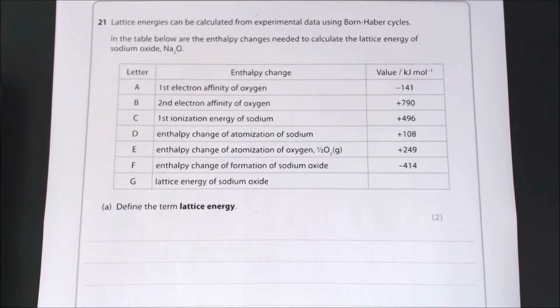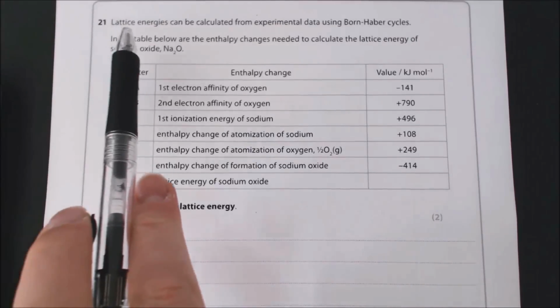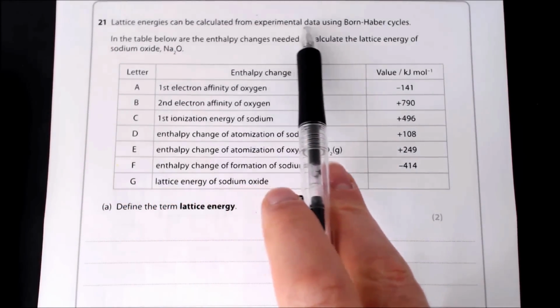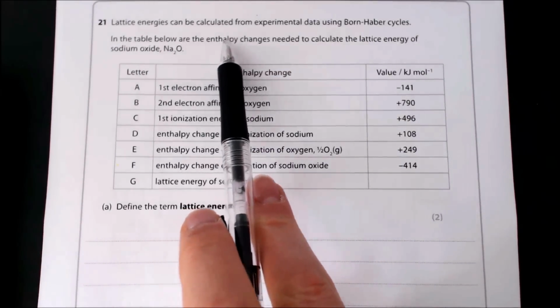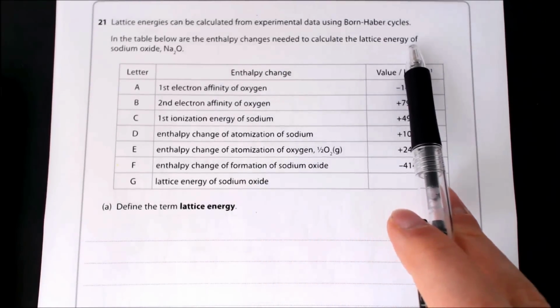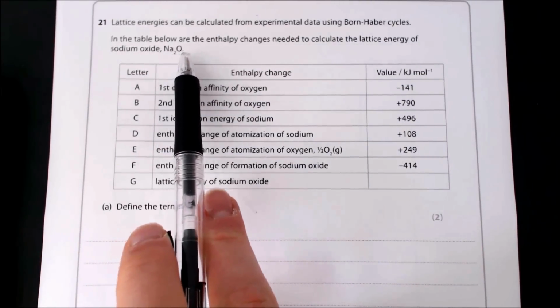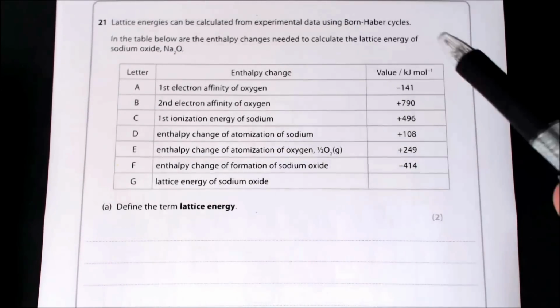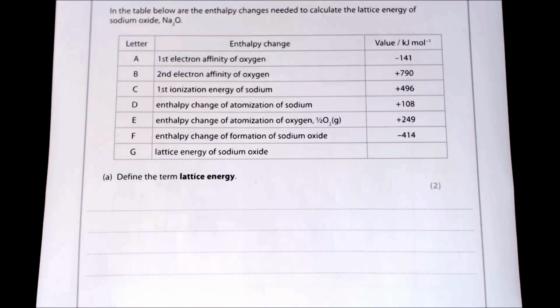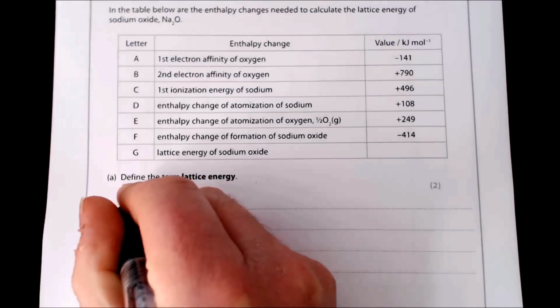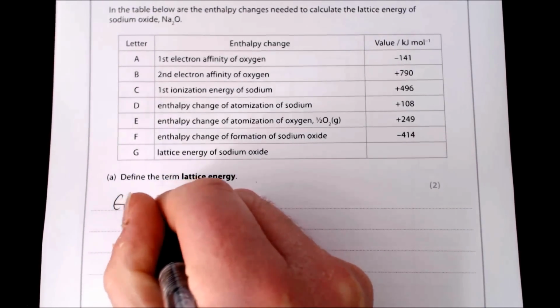Okay, so this is question 21, and it says lattice energies can be calculated from experimental data using Born-Haber cycles. In the table below are the enthalpy changes needed to calculate the lattice enthalpy of sodium oxide, Na2O, and they're giving you all the enthalpy changes and the values there. So the first thing it says is to define the term lattice enthalpy or lattice energy. It's for 2 marks. So we need to say enthalpy change. That's a very important point.